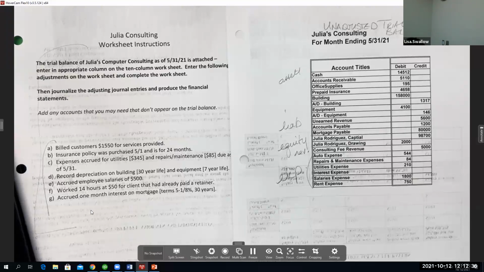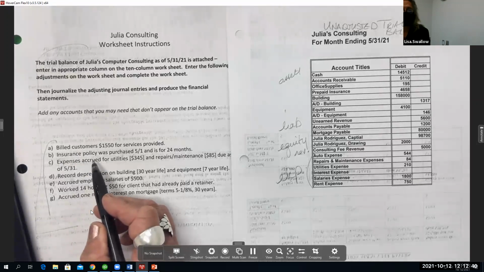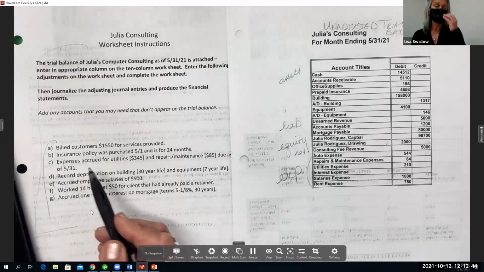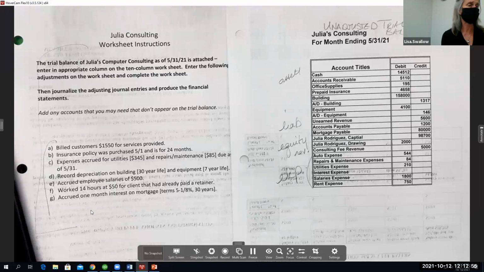Sure. So when I buy, who asked me that? Trevor. Okay. When I buy a long-term policy, am I going to put that in an asset account or an expense account? Why? Yeah, because it benefits more than one period. What account is it in right now?